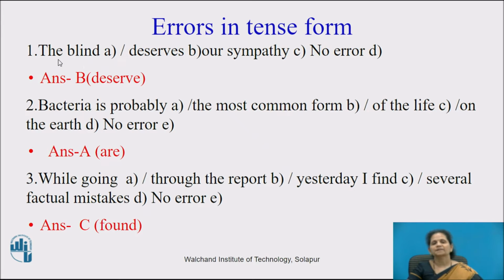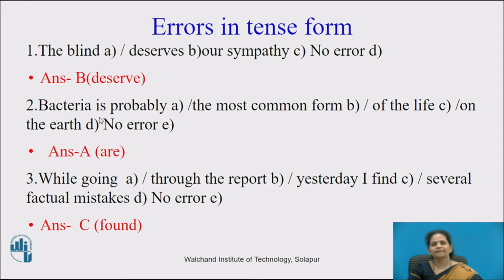Here, "the blind" indicates the whole class of the blind, and that is why we have to use the verb deserve here. Whenever we are using a singular form, we add s or es to the verb, but here the blind is a class, the whole class of the blind, and that is why we should not add any s or es to the verb. So, the correction is found in the B section. The answer is B.